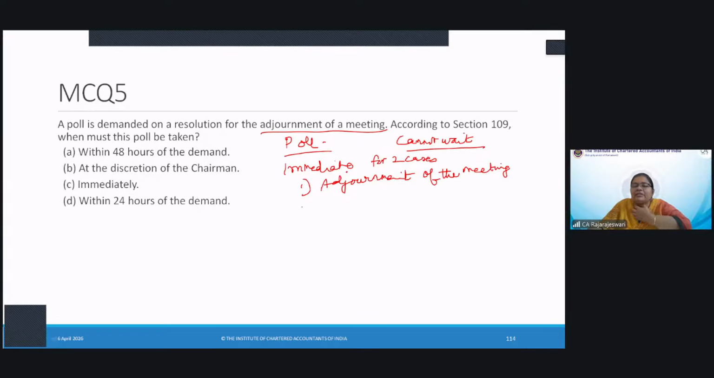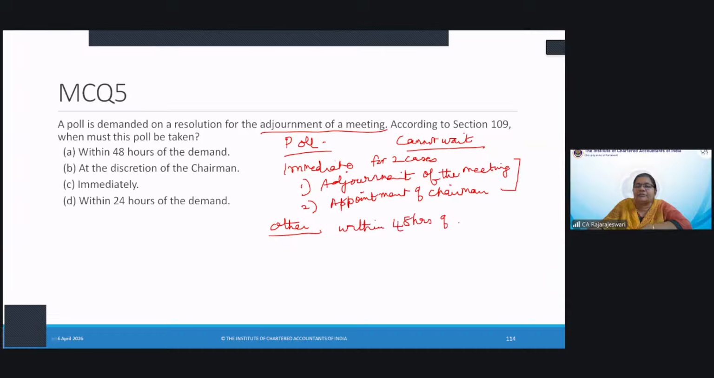Second one, appointment of chairman. In these two cases, it is immediate. For other cases, other than these two, it is within 48 hours of demand.